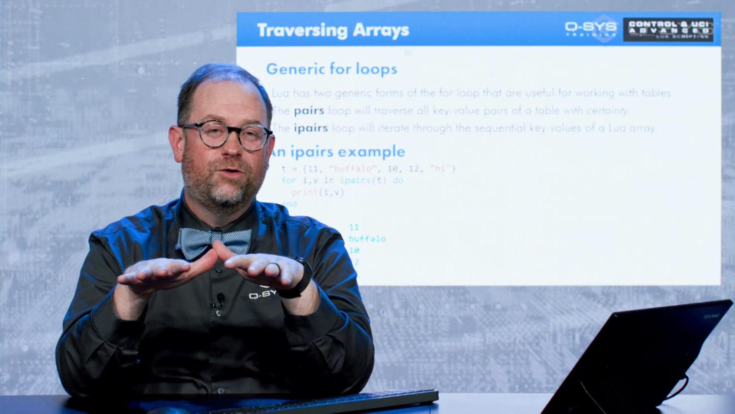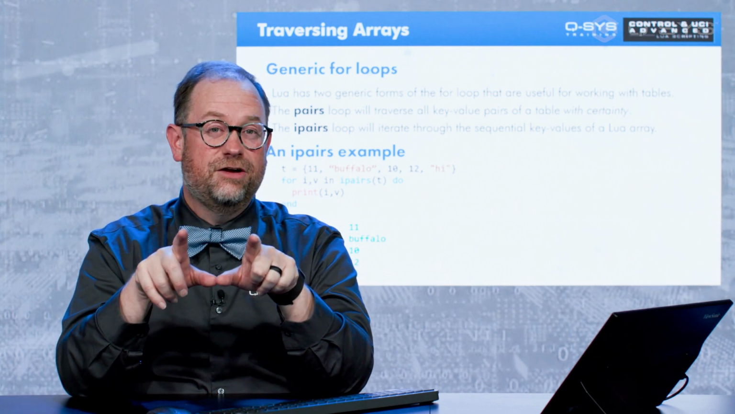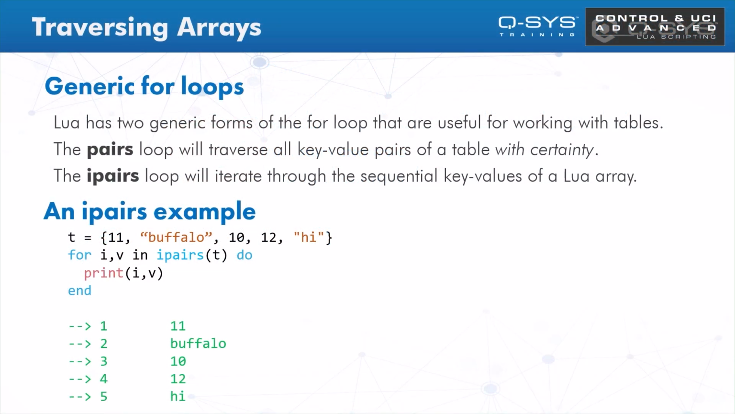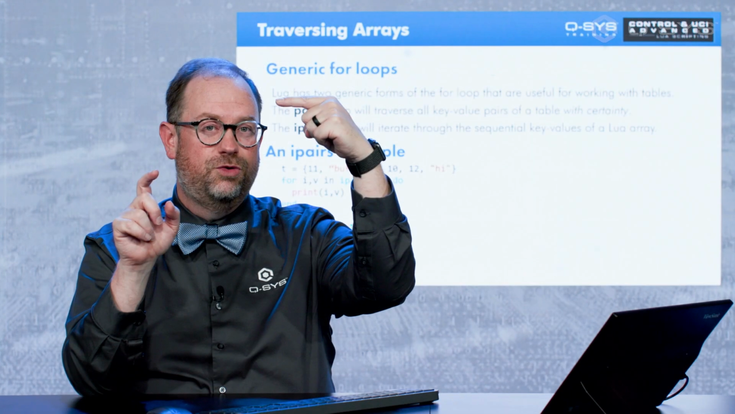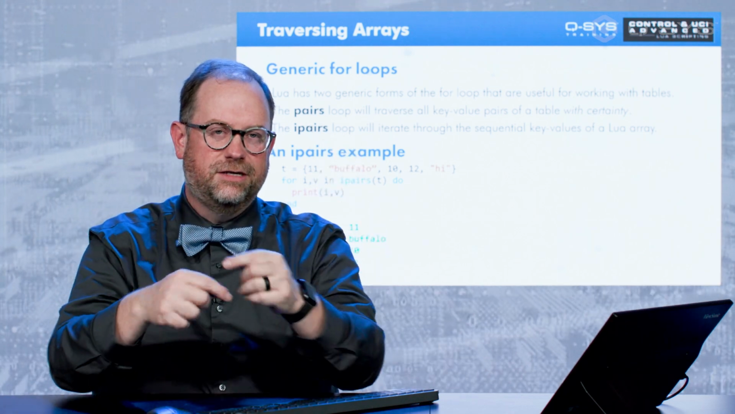Pairs is the most powerful form of the for loop. For arrays, there is a handy generic for loop called the ipairs loop. And we're going to use ipairs quite a bit. ipairs is appropriate for arrays because it, like tables, has key value pairs, but it's going to restrict itself to all of the integer key with value pairs. So integer pairs, right? That's how you get ipairs.